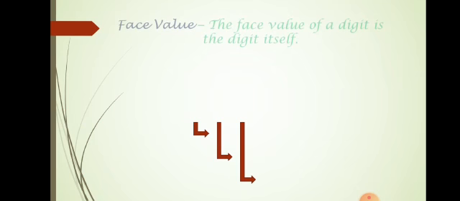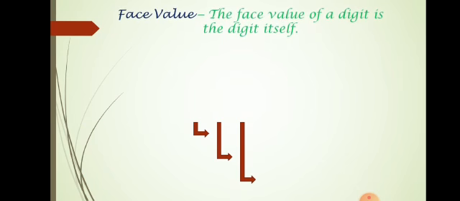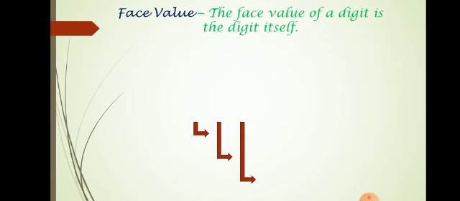Now we will discuss face value. What is face value? The face value of a digit is the digit itself. It means the face value of 8 remains 8. It doesn't matter where it is. If it is on the lakh place, then its value is 8. If it is on the 1000 place, then its value will be 8.